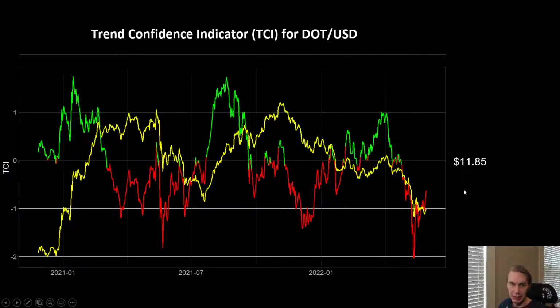Now, one of the nice things about this model is we can actually probe it, ask it what price level it would like to see to become more bullish. And it's looking at a little under $12. Right now we're trading around $9, I think, last time I checked. And so we're closing in, but we're still a little bit ways away. That's the level from the TCI's perspective to be watching, around the $11 to $12 range.